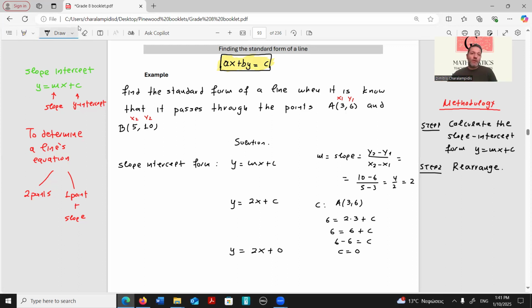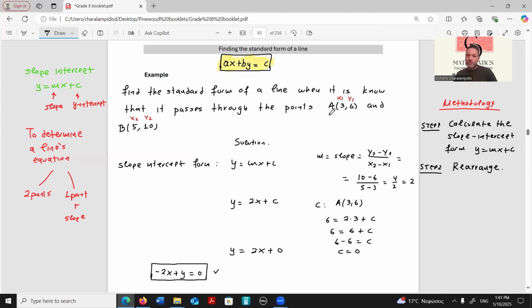So in order to produce the standard form, I should do exactly that: bring x's and y's on the same side. Will that side be the left one? Will that side be the right one? It's up to us. Okay, so I'm going to bring everything on the left. So minus 2x plus y equals 0. And that's all. This is the standard form. This is what I wanted to find.